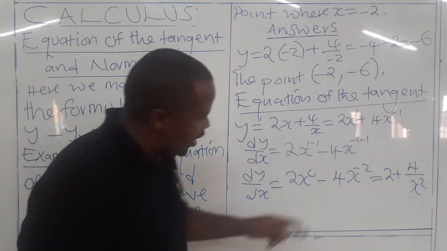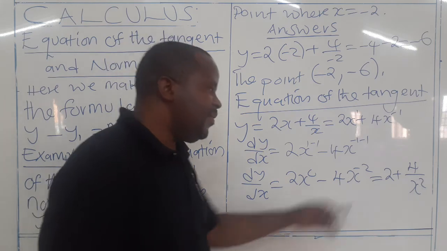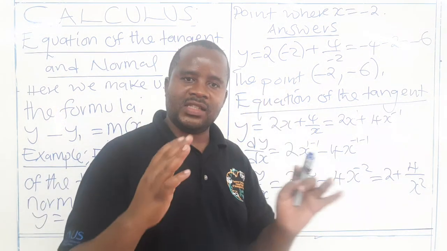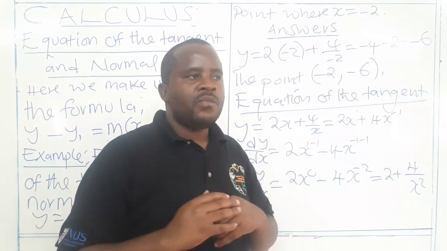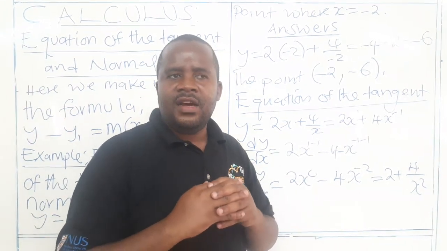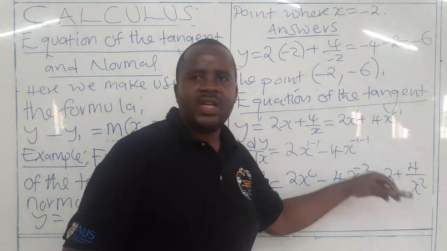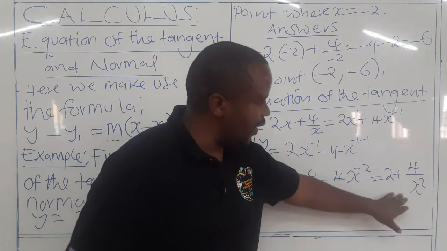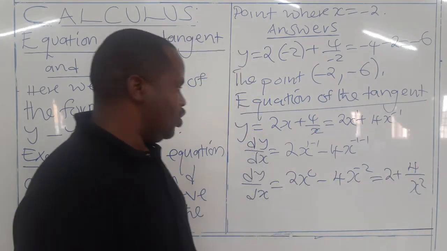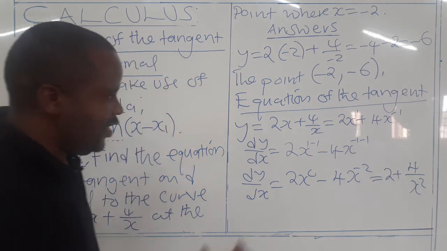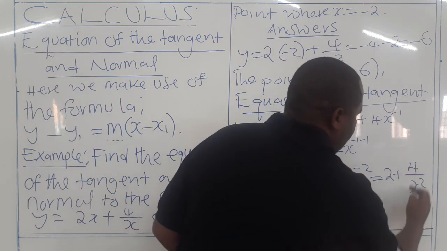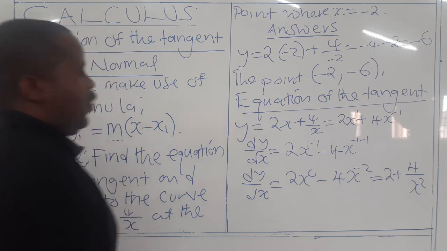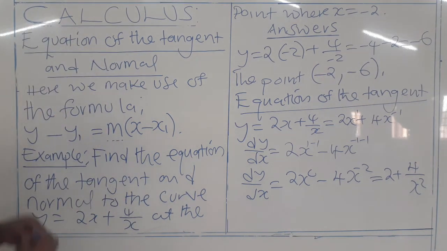Again, to change this you need a full understanding of index notation. We have about 6 videos on index notation, so I would encourage you to go there, take your time, and watch those videos. You'll be able to appreciate what we are saying and how you can manipulate these things. So that is our gradient function, but it is just a function because we have 2 plus 4 divided by x squared. So now we must get the actual value.